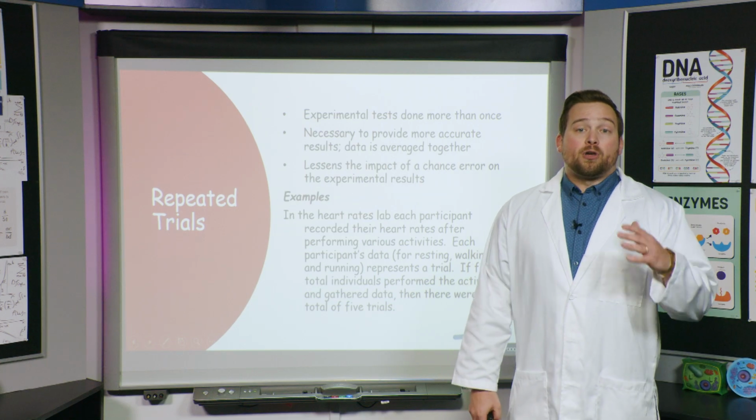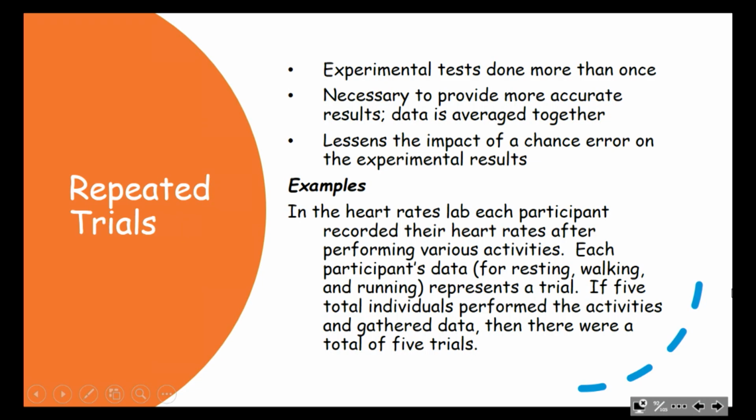Okay? So something else when you're doing a lab or you're doing any type of trial in science is you want to have repeated trials. You want to do it more than once. Okay, experimental tests are usually done more than one time, and this is because it's necessary to provide more accurate results. Data is averaged together. So if you just do something one time, you might have found you want to do it multiple times. That's going to lead to better results.